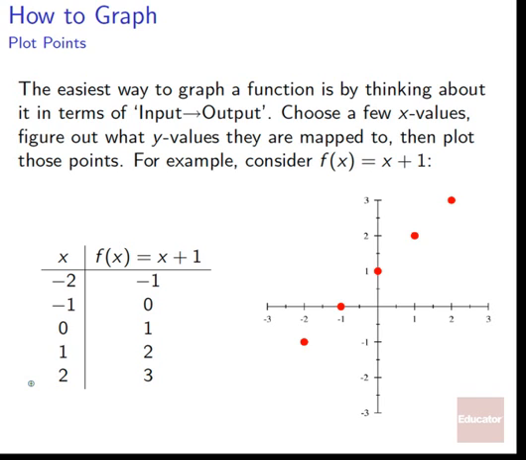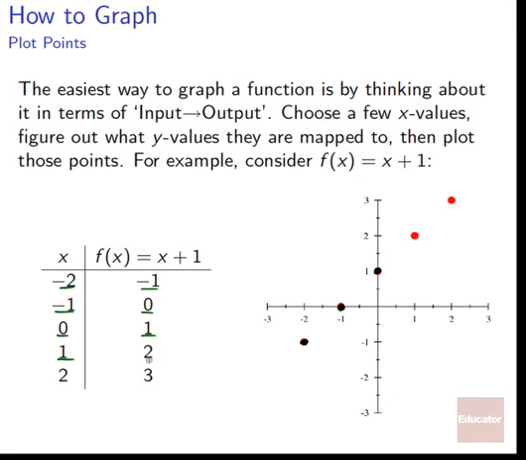So for example, consider f of x equals x plus 1, the one we keep working with. If we plug in -2, well, that'll spit out -2 plus 1, -1. So that gets us the point -2, -1 right here. If we plug in -1, that gets us 0, so that gets us the point -1, comma 0 right here. If we plug in 0, then that gets us 0 plus 1, 1, so that gets the point 0, comma 1.